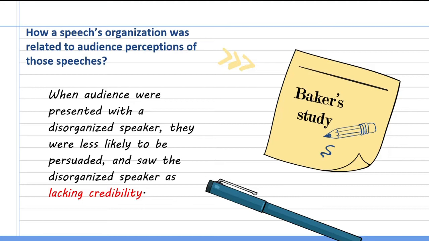And lastly, the Baker study: if a speaker has an organized speech, the audience is persuaded or convinced, and they think the speaker has good credibility. If the speaker doesn't apply an organized speech, you already know what the result is. First, the audience is less interested to listen to the speech. Second, it's harder for the audience to recall the speech. And third, the audience is less likely to be persuaded and sees the speaker as lacking credibility. Make sure to remember those disadvantages of a disorganized speech.